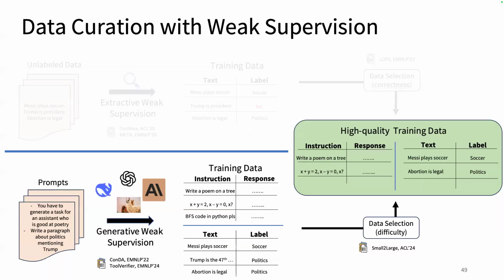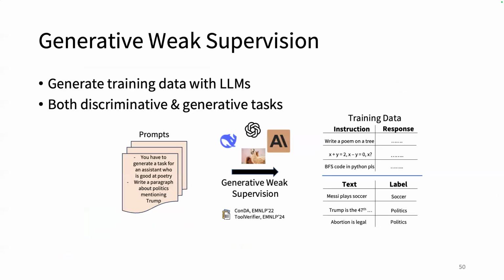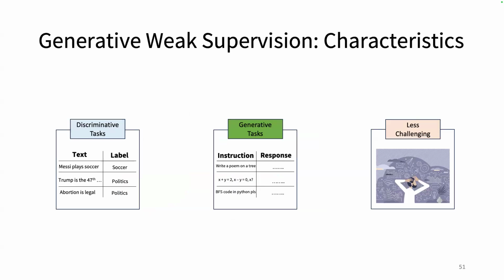All right, now we are focusing on this part. We are done with the top half. We are focusing on the bottom half. Cool. Generative weak supervision includes generating training data with LLMs. With generative weak supervision, we can generate training data for both discriminative and generative tasks. And the characteristic of generative weak supervision is, as I said before, it can be used to generate for discriminative tasks and generative tasks. But the problem is it leads to less challenging data.